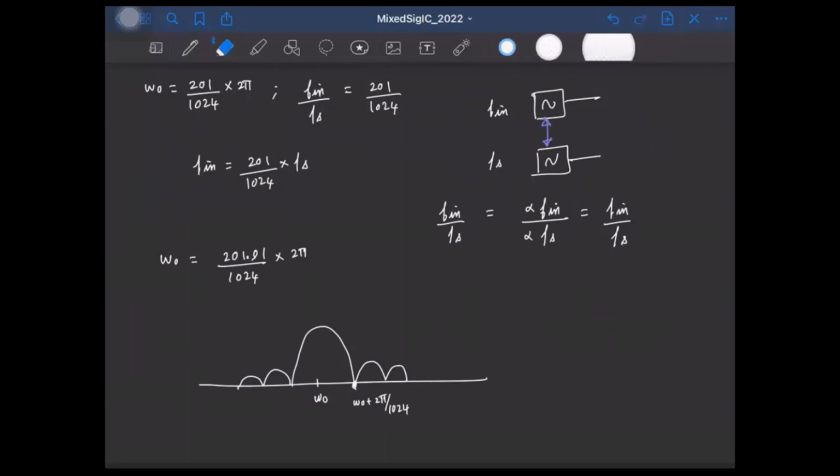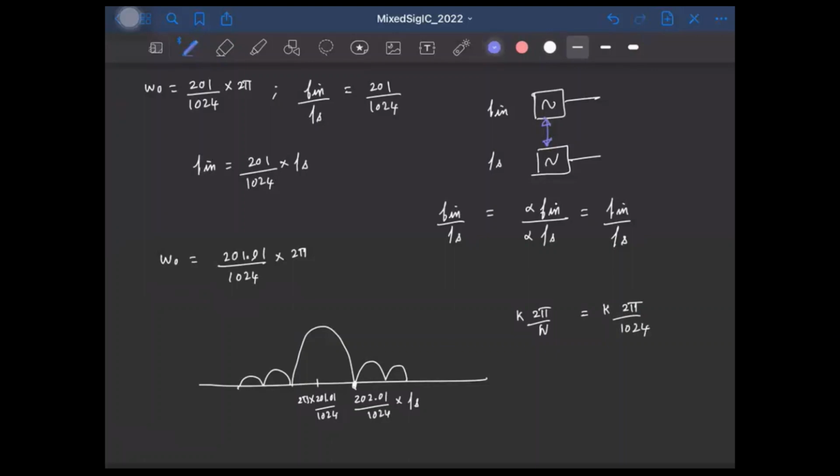But what is omega naught? It is this value. So this is going to be 2 pi times 201.01 by 1024, right? Which means this value is going to be incremented by 1. So it will be 202.01 by 1024 times Fs. And as usual, we are going to sample the spectrum at k times 2 pi by N, that is k times 2 pi by 1024.